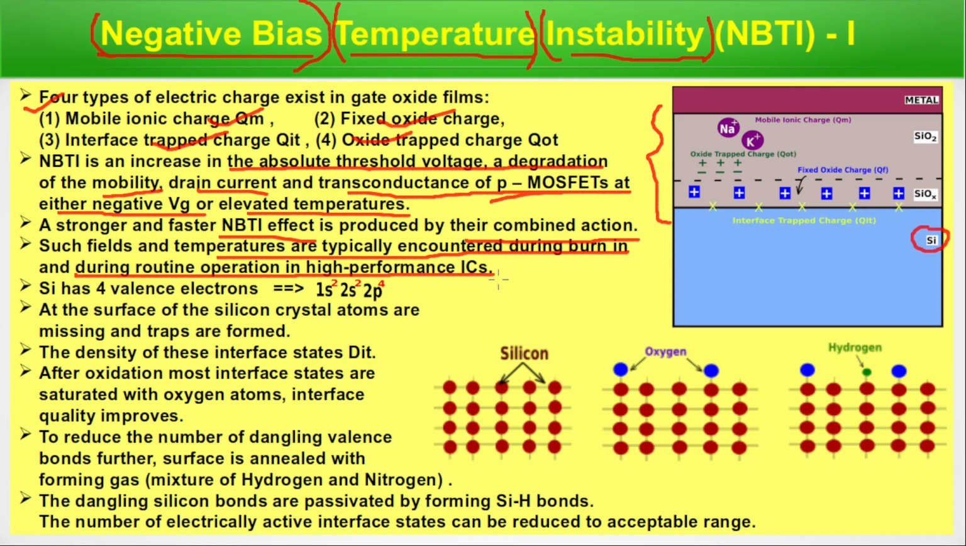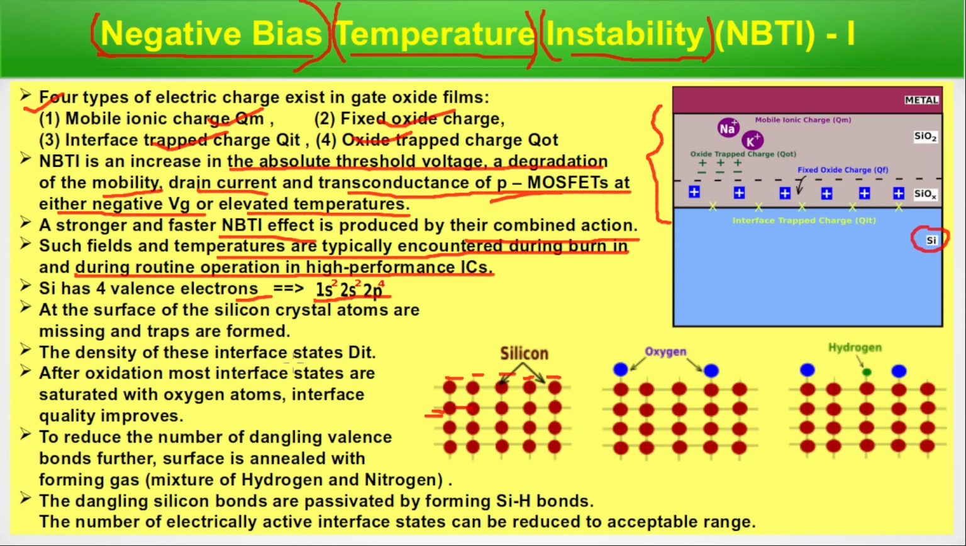During burn-in, that can also happen, and during routine operations of high performance ICs, that can happen. Why does it happen? Silicon has 4 valence electrons, that is 1s2, 2s2, 2p2. We know that. At the surface of the silicon crystal, atoms are missing and traps are formed. This is the silicon. These valence electrons are shared between 2 silicon atoms. We know that. At these positions at the surface, atoms are missing, and here traps are formed.